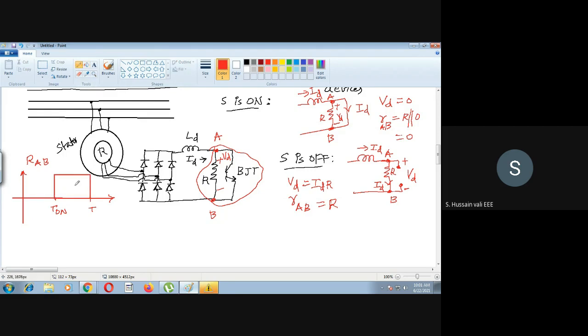So this is the value, this is the waveform for the R. So this height is R. Okay, this height is R. So now similarly, what is the waveform for VD? I want to find out the waveform for VD.